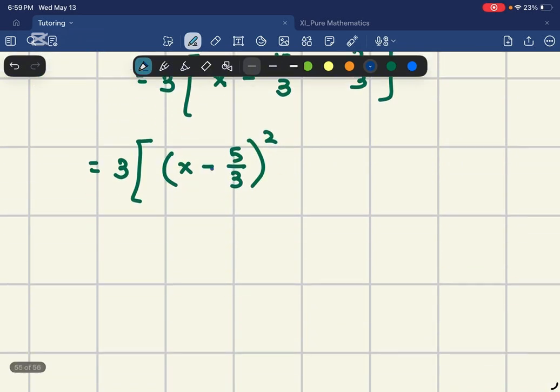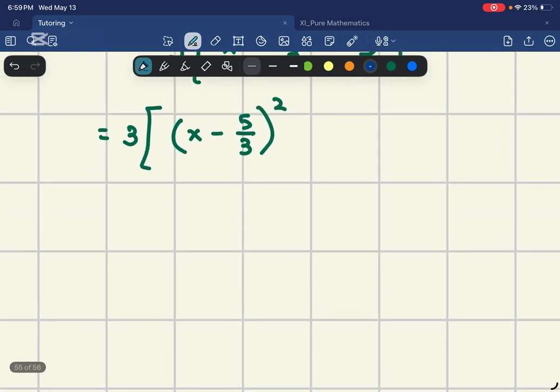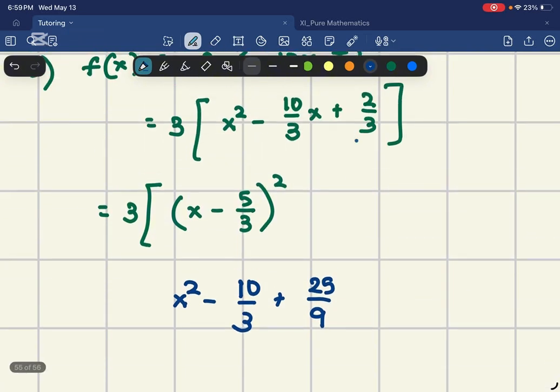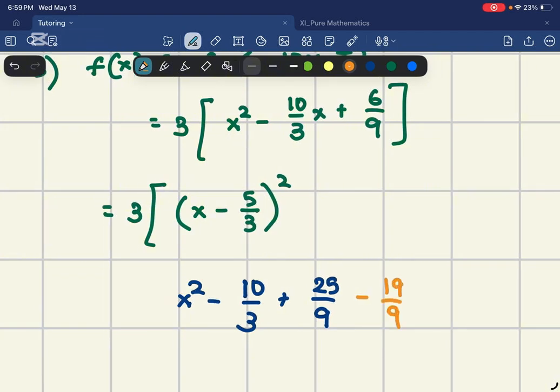And if you square this, if you expand it, you get x squared minus 10 over 3x plus 25 over 9. But I don't want 25 over 9. I want 2 over 3. And 2 over 3 is just 6 over 9. Right? So I need to subtract something from 25 over 9. I need to subtract 19, I believe, right? If I subtract 19 over 9, then I get 6 over 9. So I need to subtract 19 over 9.